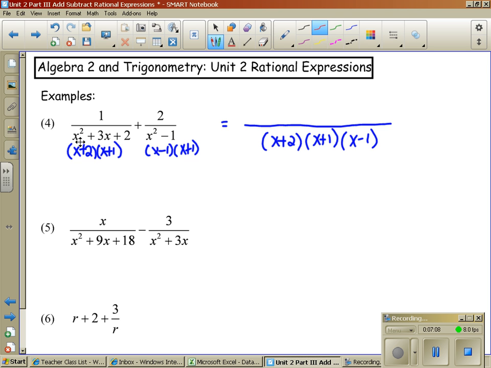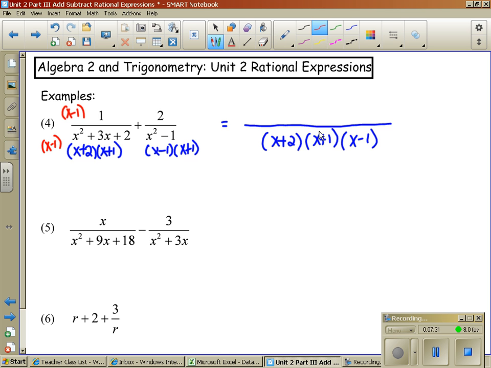Okay, so what you're doing is you're comparing the denominator here to this here. What does this have that this doesn't? An x minus 1. So we have to multiply these both by x minus 1. We already did it in the denominator. So in the numerator we need x minus 1. Come to this part.